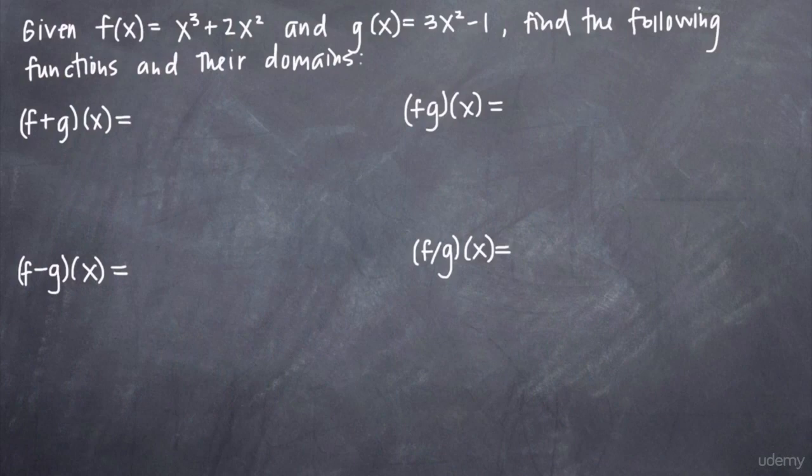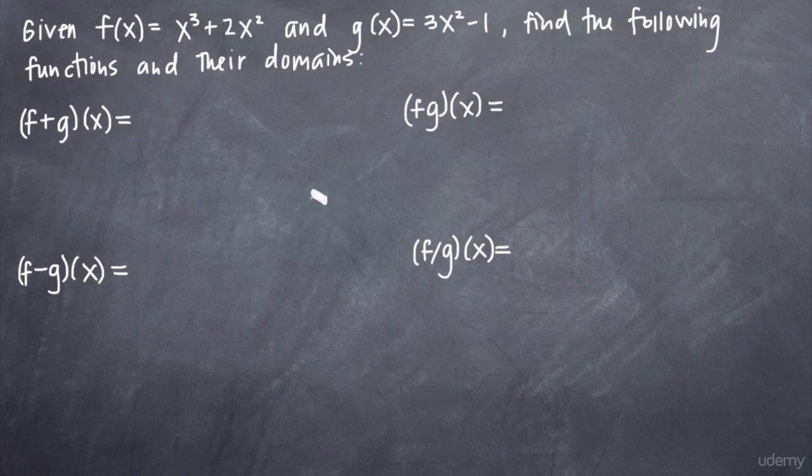In this particular problem, we've been given the two functions f of x equals x cubed plus 2x squared and g of x equals 3x squared minus 1, and asked to find the following four functions and their domains. So as you can see, we're going to be finding f plus g, f minus g, f times g, and f divided by g, and we're just talking here about combinations of functions. These are different combinations of f and g. The first one is obviously just the sum of the functions, the difference of the functions, the multiplication and the division of the functions, or the product and the quotient of the functions.